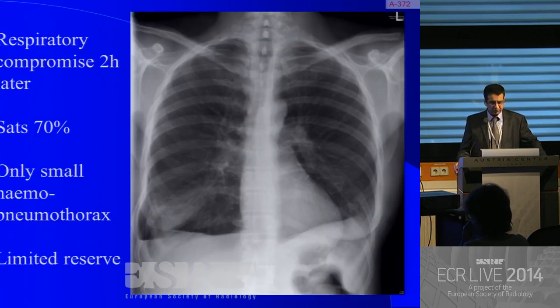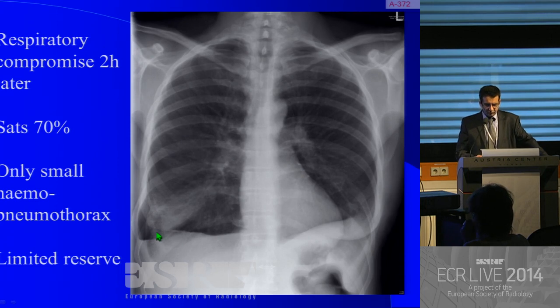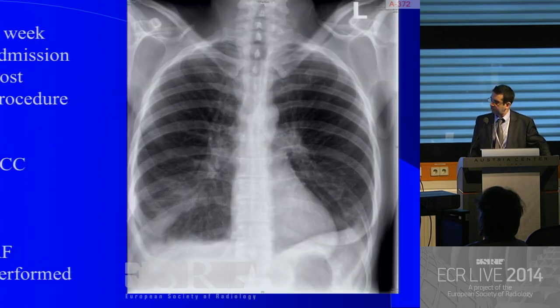A few hours later in recovery, 2 hours in fact, the patient developed some respiratory compromise, the SATs drop. There is a small right-sided hemopneumothorax. The patient has limited lung reserve, as I said, which is why we weren't aggressive in the first instance. We resuscitate this patient. Chest drain is avoided because the patient becomes asymptomatic and improves. A week later comes in to clinic. A chest x-ray shows that the lung has re-expanded fully. The diagnosis was confirmed, and the patient was referred to my department, and they had a radiofrequency ablation subsequently.